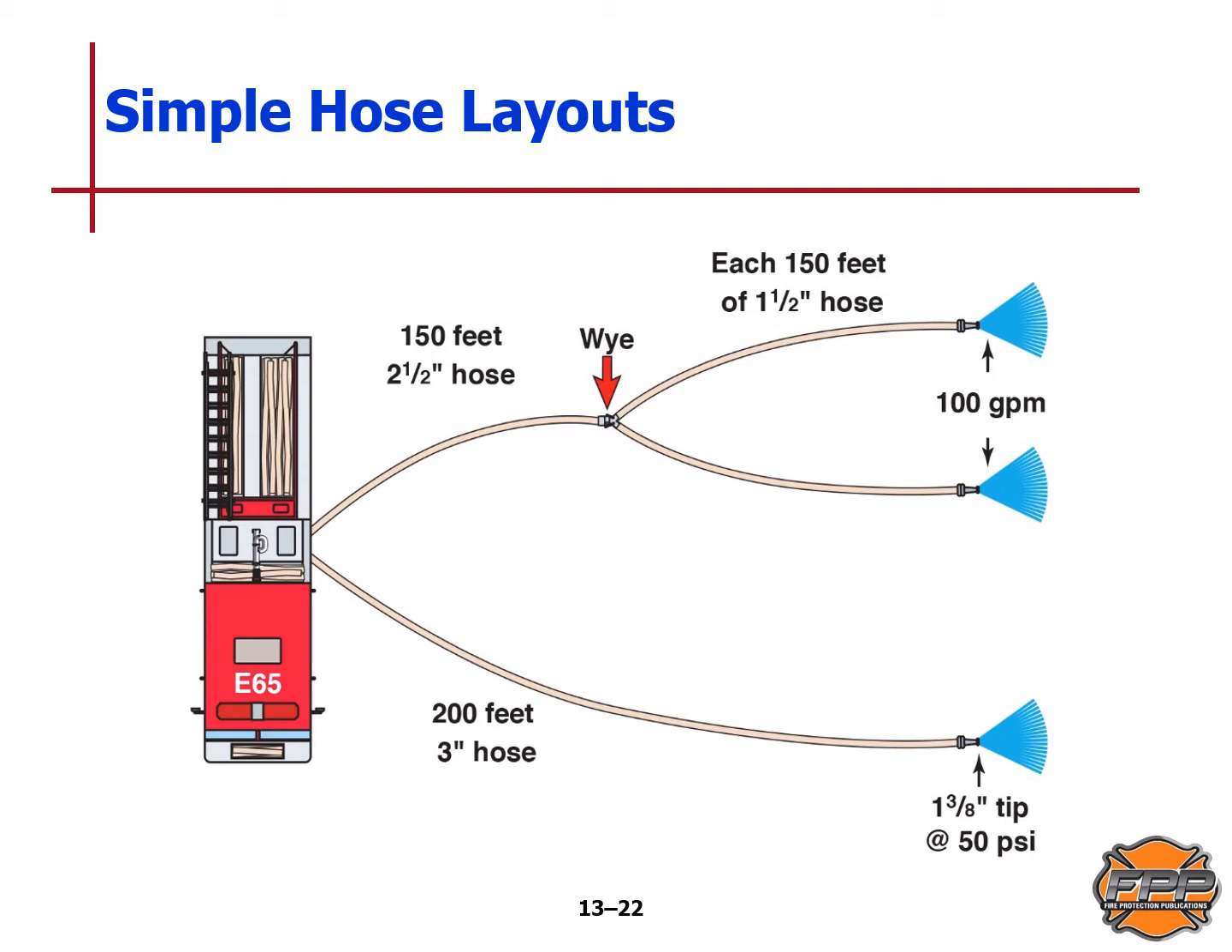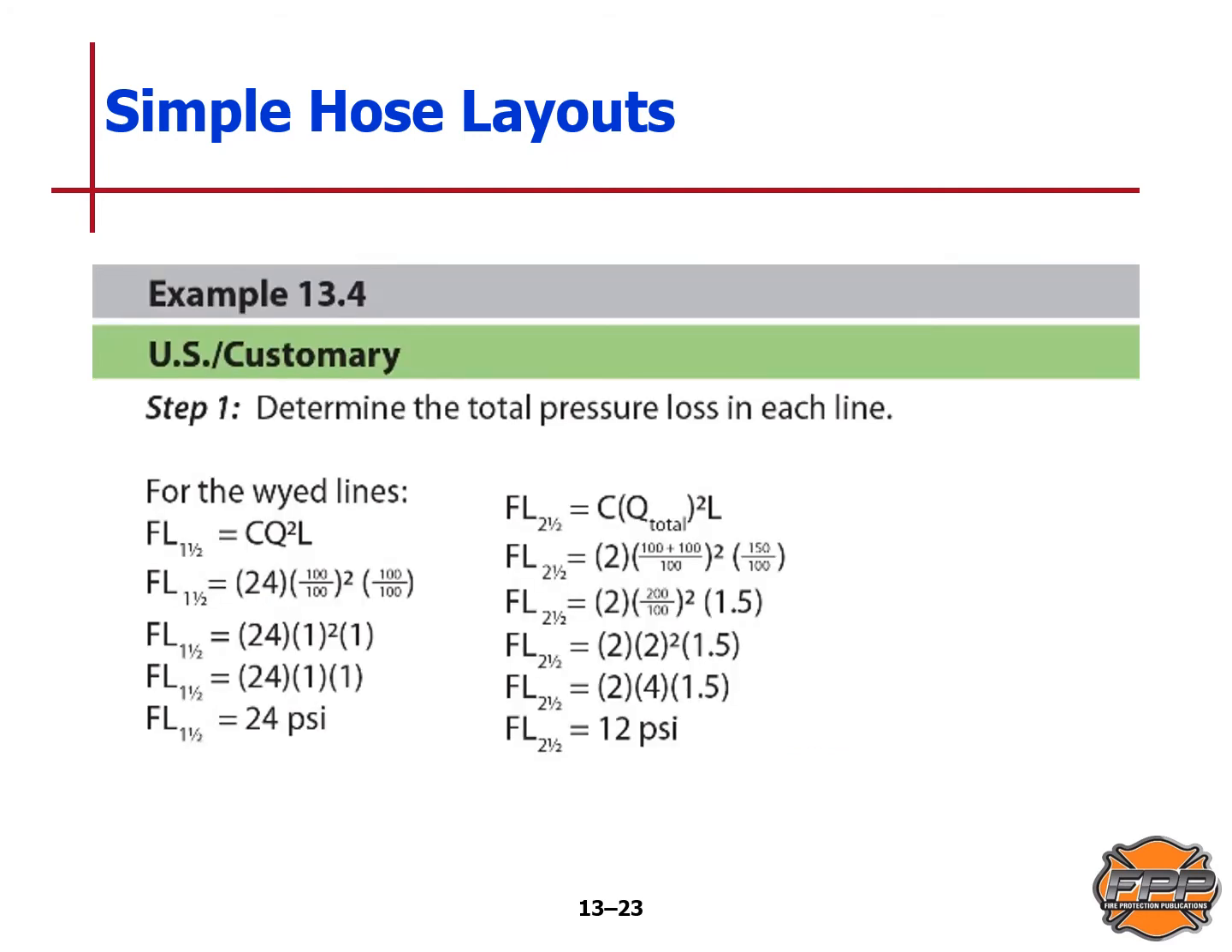The other hose is 200 feet of 3 inch hose, and it has a 1 3/8 inch tip at 50 psi. So let's determine the pressure loss in each line.